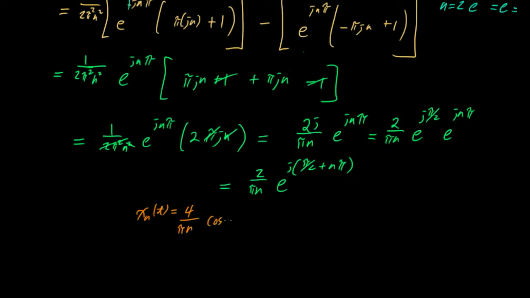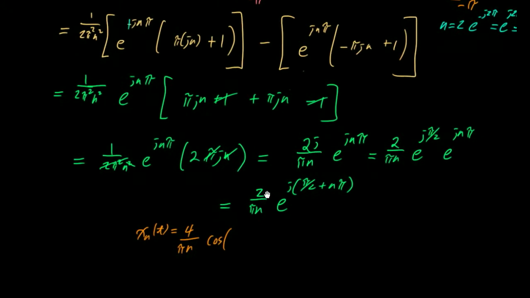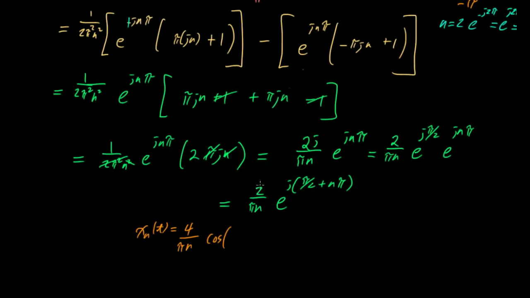Finally, the negatives cancel out. The 2 pi n cancels out. We're going to have e to the j pi n all over.